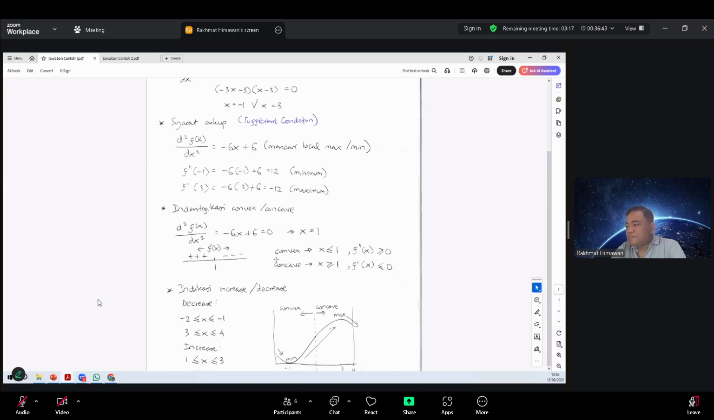So in this case, what do you think? When x is less than 1, for example when x is 0, the second derivative is going to be greater than 0 because it's going to be 6. That means less than 1 is going to be convex. How about if x is greater than 1? x is 2, for example. Put 2 in here. 2 multiplied by minus 6 plus 6 becomes what? Minus 6. Minus 6 is less than 0. That means if it's greater than 1, it is concave.